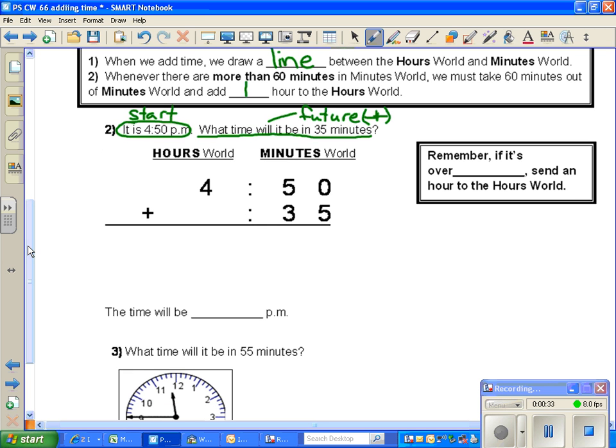Okay, so I set the first problem up here. It says hours world and minutes world. Here's the 4:50 start time, and it's talking about in 35 minutes, what will it be? So here's the 35 minutes. Okay, so rule 1 said we draw a line between the worlds. So go ahead and draw a line between the minutes world on the right side and the hours world on the left side.